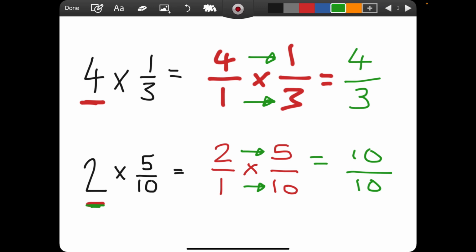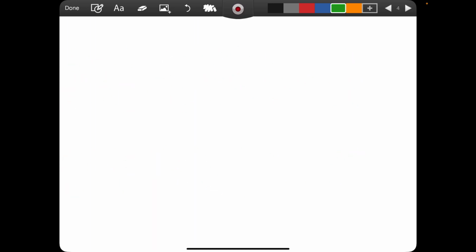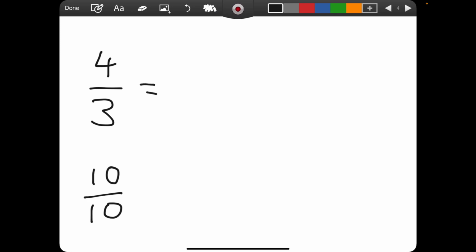4 times 1 over 3 is 4 over 3. Now, these are improper fractions, so how do I turn these into proper fractions? Let's start with 4 over 3. All right, so 4 over 3, let's write it in. 4 over 3. And the next one that we had was 10 over 10. All right, so if the top is bigger than the bottom, it's an improper fraction.